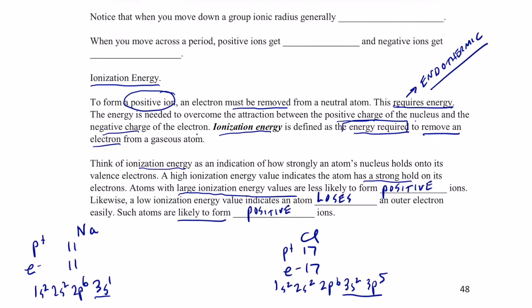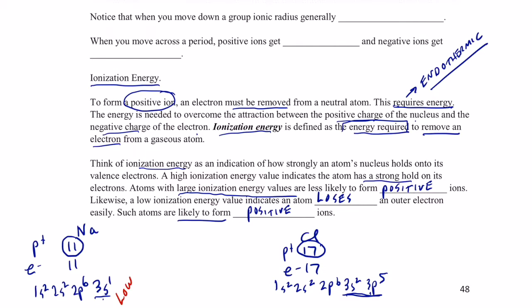So, which one would it be easier to take an electron from? The atom that has electrons in the third energy level with 11 protons attracting them? Or the atom with electrons in the third energy level with 17 protons attracting them? That's right. If you said that sodium is more easily able to lose an electron, you would be correct.